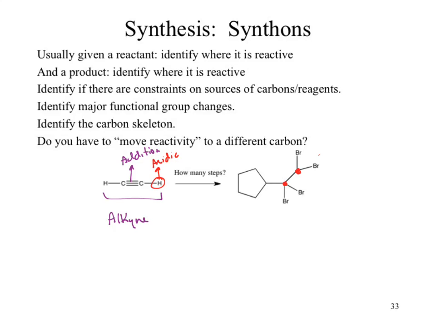Identify any major functional group changes. So what functional groups changed? I went from an alkyne to, I wouldn't actually say alkane. Went to halides. Yes, there is an alkane functional group there, but we'll address why we don't want to look at that quite yet. We went to halides, which means in the course of this reaction, what do I have to do? What type of reaction?